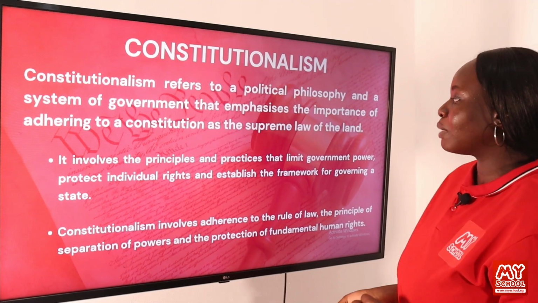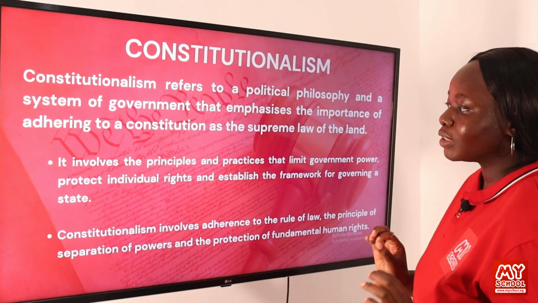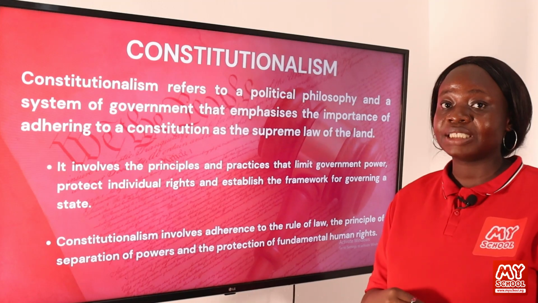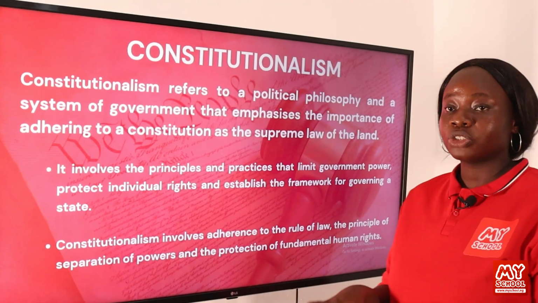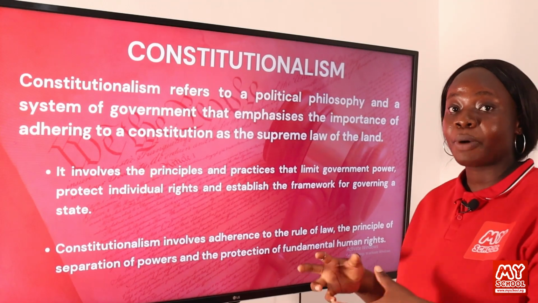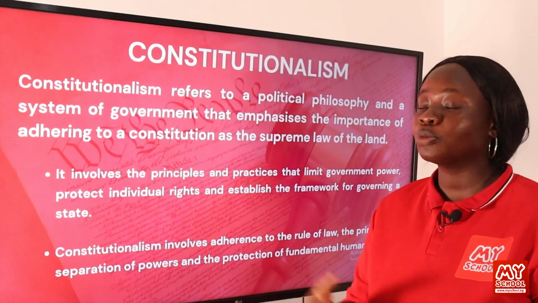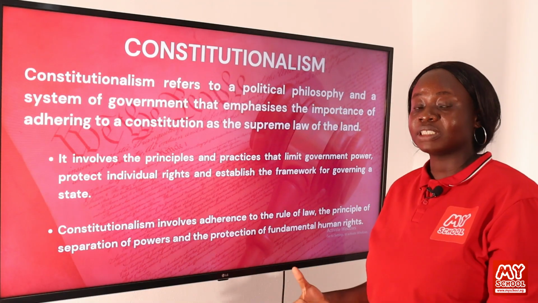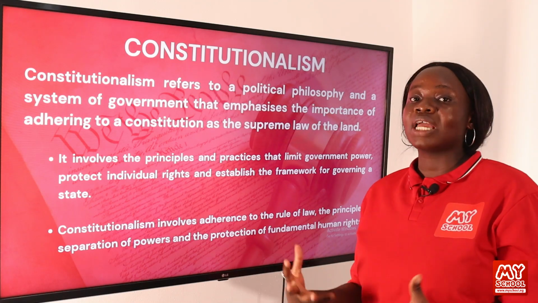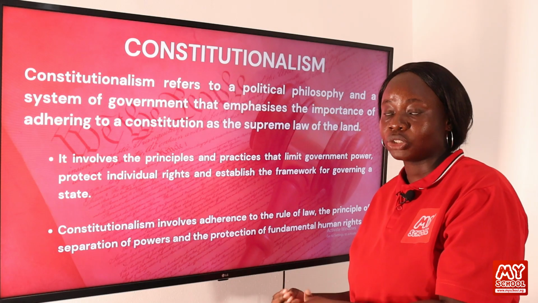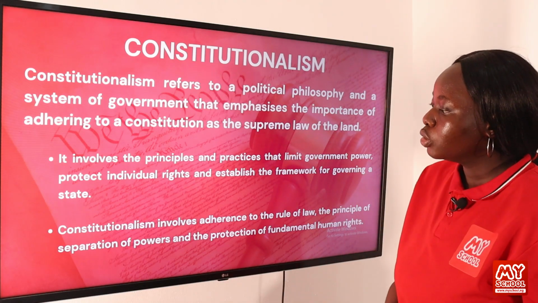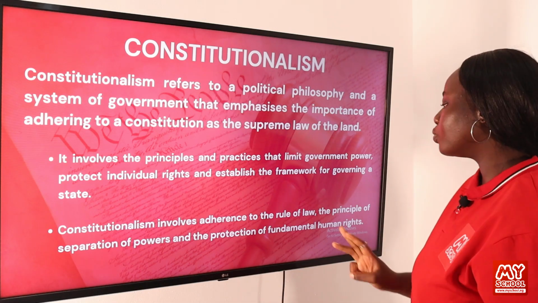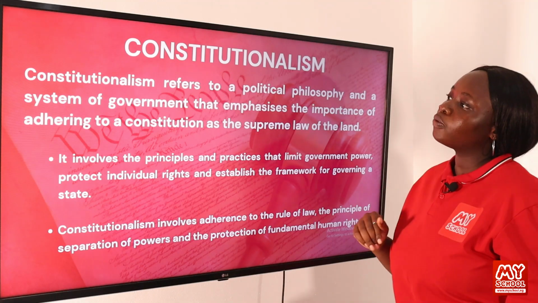So it involves the principles and practices that limit government power, protect individual rights, and establish the framework for governing a state. So all of these things are stipulated in a constitution. There are certain things within the constitution that help to limit the power of each branch of government, to protect individual human rights, and to establish the framework for the governance of the states. All of these things are stipulated within the constitution. And when a particular state adheres to the dictates of the constitution, they are adhering to this principle. So constitutionalism involves adherence to the rule of law, the principle of separation of power, and the protection of fundamental human rights. Let's move on to the next slide.